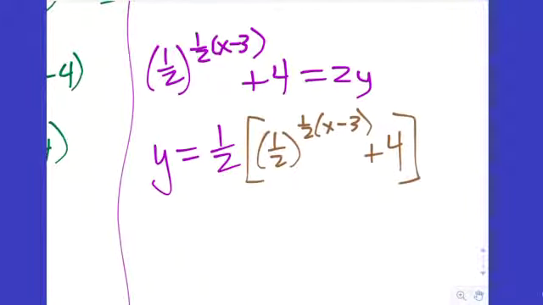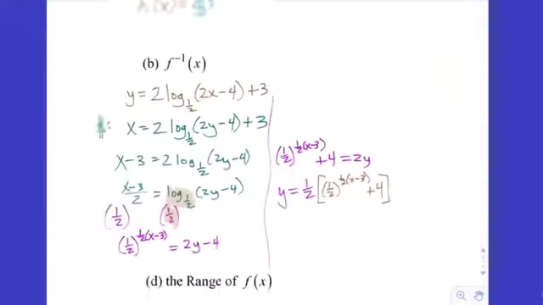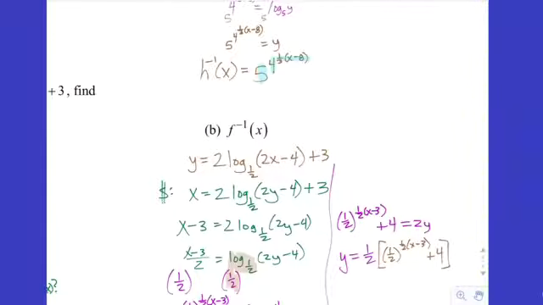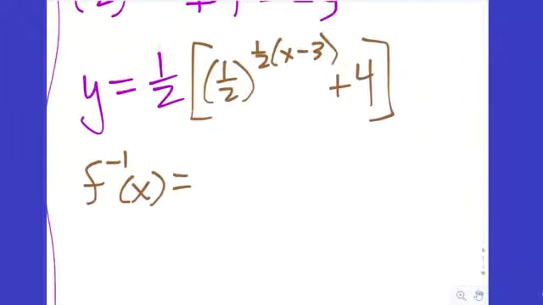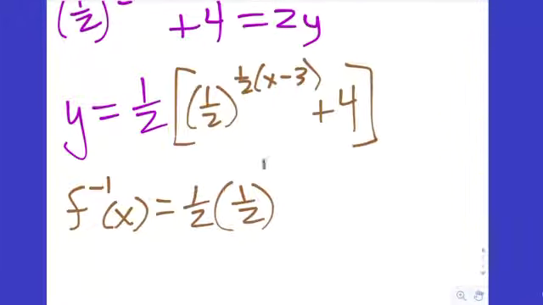Now, since we solve for y, we'll give it a better name than just y. Since it's the inverse of f, we'll call it f inverse. So f inverse of x. And what I think I'll do now is distribute the 1/2 all the way through. So if you distribute the 1/2, you get a 1/2 times a 1/2 to the 1/2 x minus 3rd power plus a 1/2 of 4 is 2.